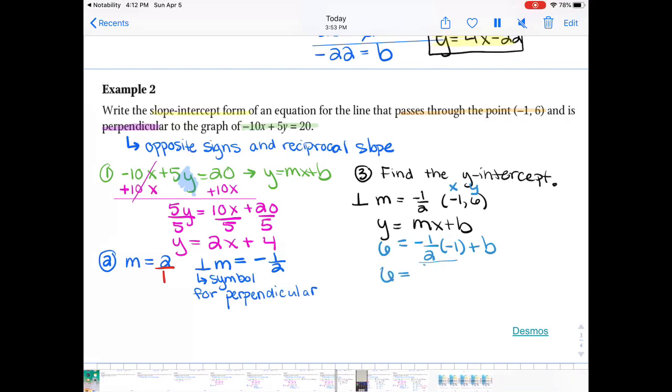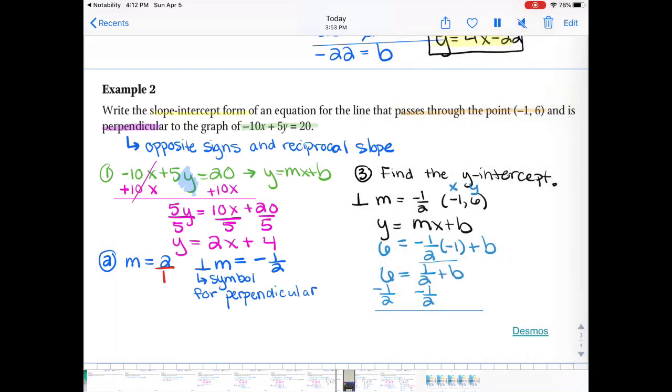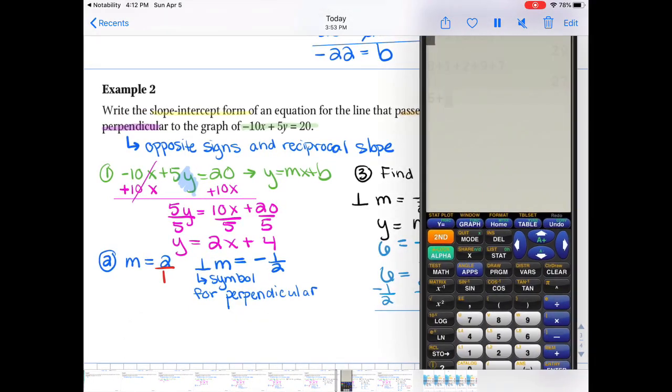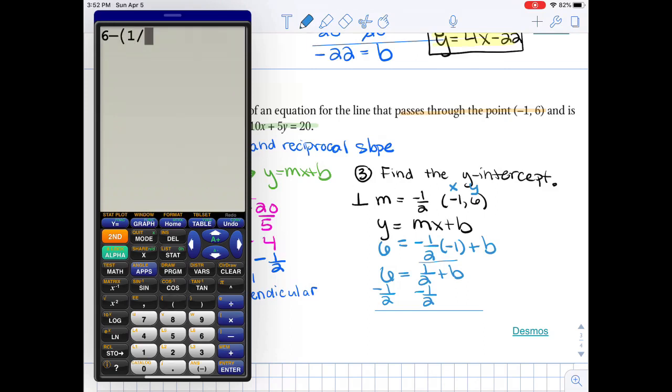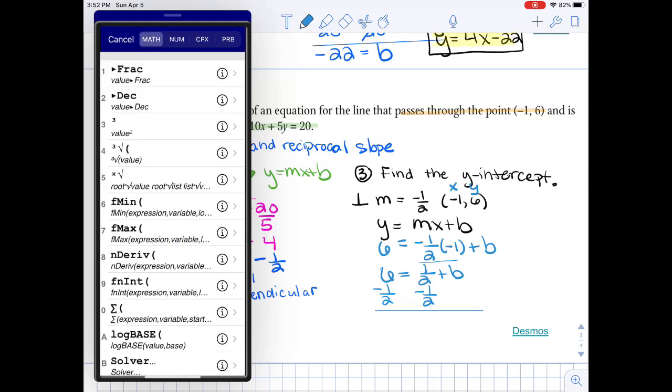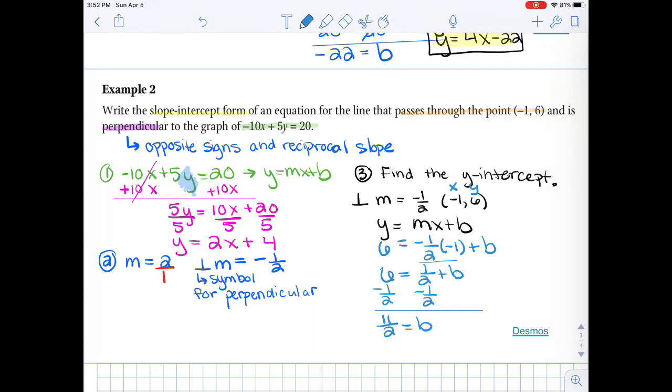So -1/2 times -1 would be a +1/2. So now I'm going to subtract 1/2 from both sides. So 6 minus 1/2, if I pull up my calculator here, 6 minus 1/2, if I hit enter, it's going to give me a decimal. We're going to want a fraction, so hit math, enter, enter. So it gives me 11/2 is the y-intercept, is b.